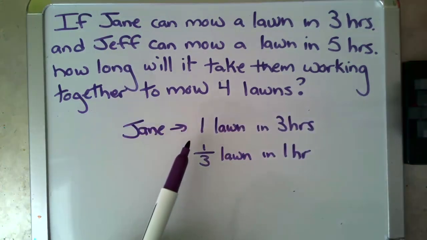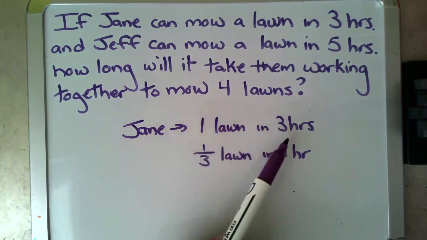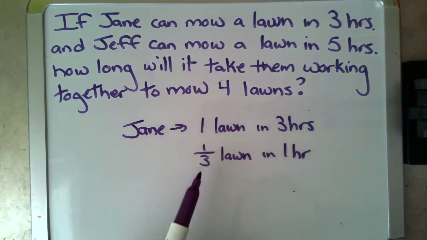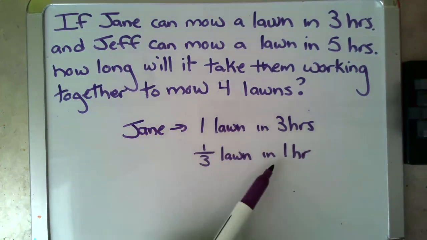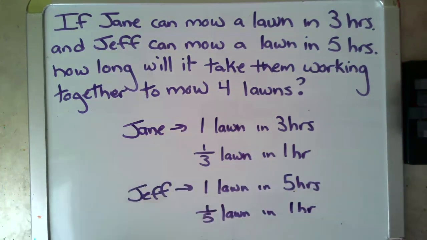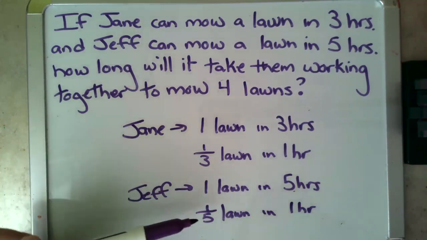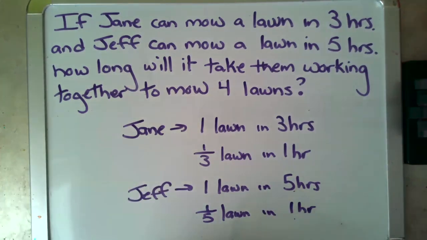So if Jane can mow 1 lawn in 3 hours, then if we divide that by 3, that means she can do a third of the lawn in 1 hour. And now we'll do the same thing with Jeff. So if Jeff can mow 1 lawn in 5 hours, then he can mow a fifth of the lawn in 1 hour.